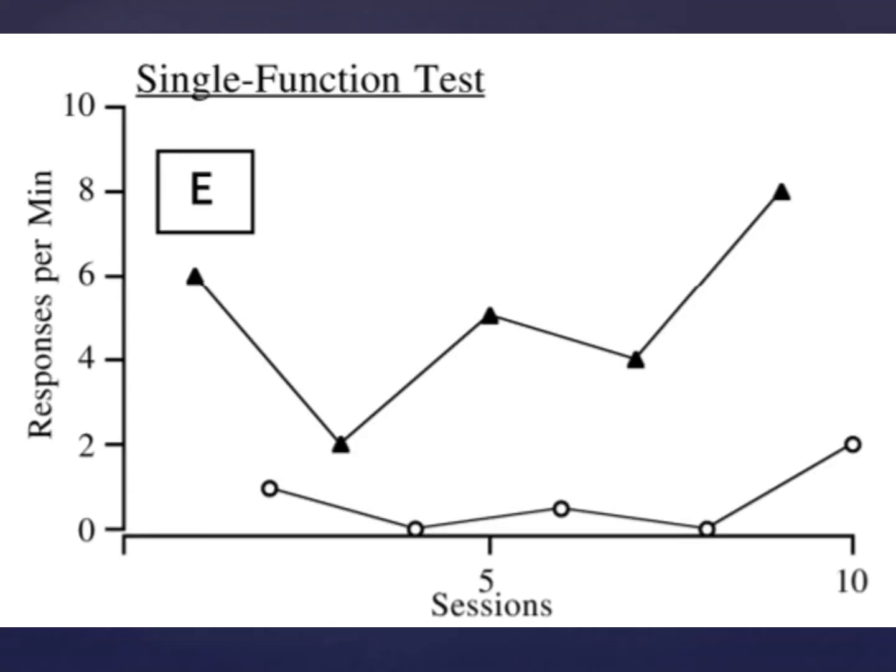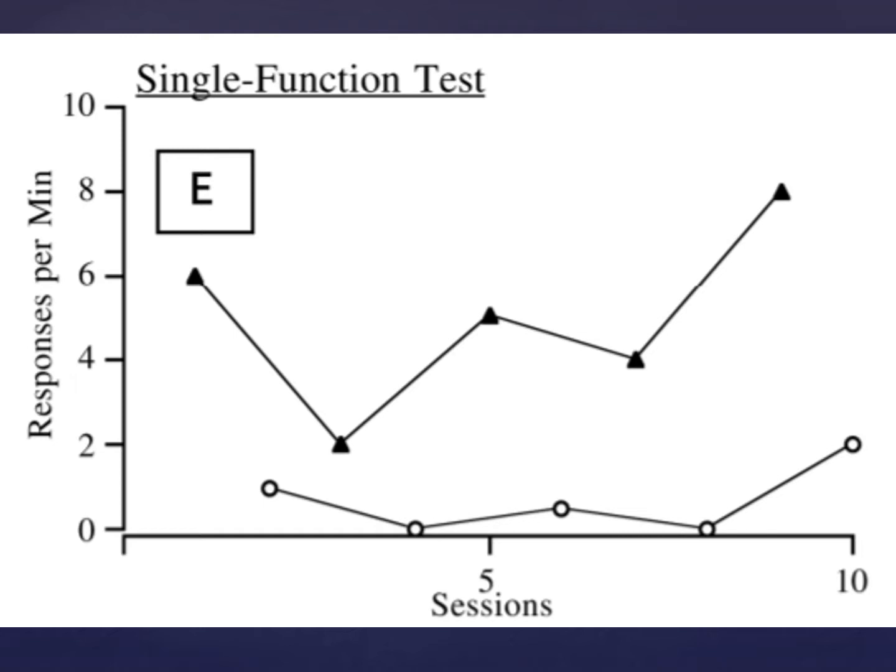A single function test is similar to what was suggested by Hanley in previous week's readings. In this case, if you're fairly confident in a hypothesis of the function of a behavior based on indirect and direct assessment results, including conditional probability analysis, you could use a single test condition alternated with a control condition in order to confirm that hypothesis. This is another time saver.